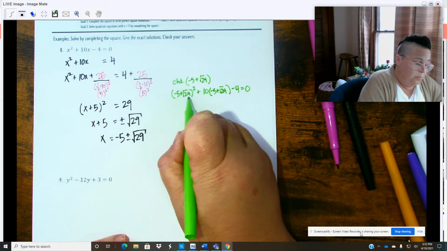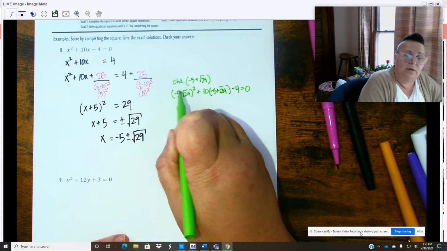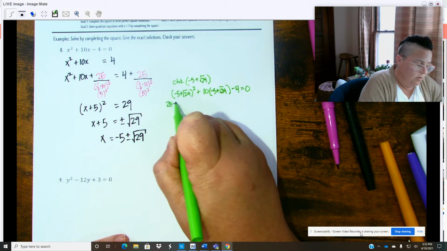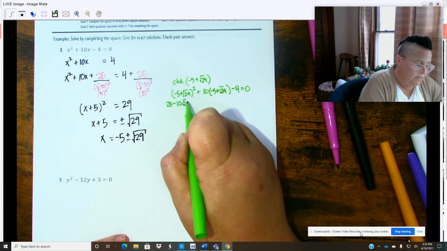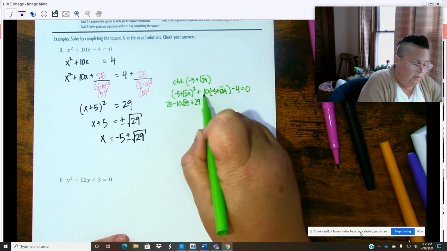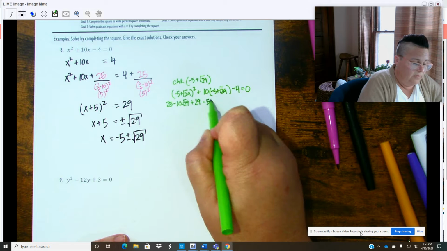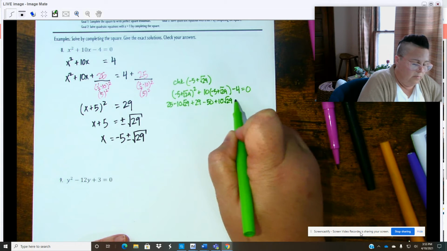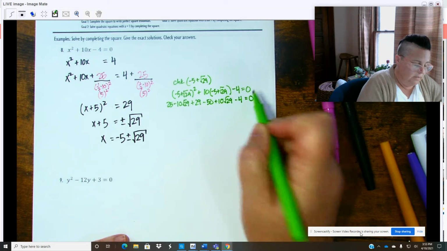So binomial squared. Square the first one, 25. Multiply together and double, minus 10 square roots of 29. Square the last one, plus 29. Distribute, minus 50, plus 10 square roots of 29, minus 4. Does that equal 0?